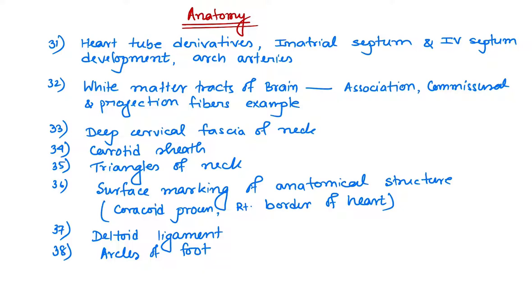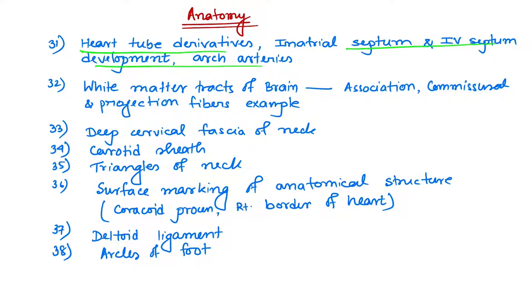What is the source of reactionary hemorrhage after tonsillectomy? Tonsillar bed. So from the ENT point of view, these things are important. Next, heart tube derivatives is also a very important topic: interatrial septum, interventricular septum, fossa ovalis, limbus fossa ovalis, arch arteries, IVC development. So these things are important.